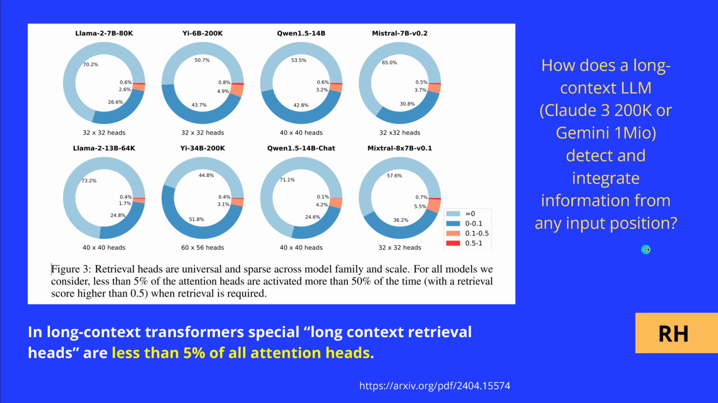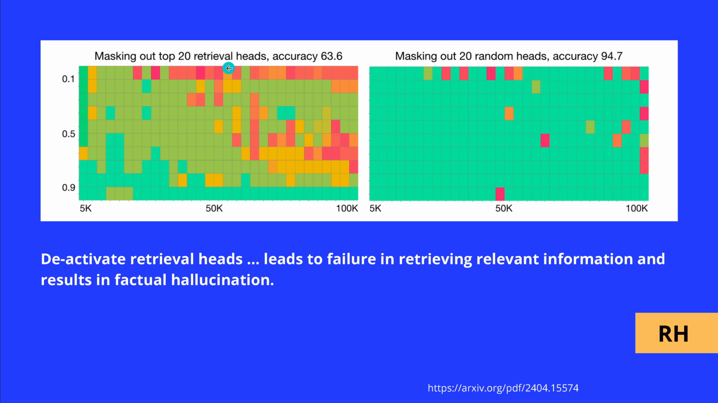Beautiful. Now what they did, they said, okay, if we now mask out the retrieval heads, if we deactivate the retrieval heads, we should see that our beautiful green needle in a haystack performance will go red. And exactly this is happening. If they mask out the top 20 retrieval heads of the LLM, the accuracy goes down to 63% and we have a lot of red, the further the context length of our system increases. This leads to failure in retrieving relevant information, especially in a RAG system, and this results in factual hallucination.